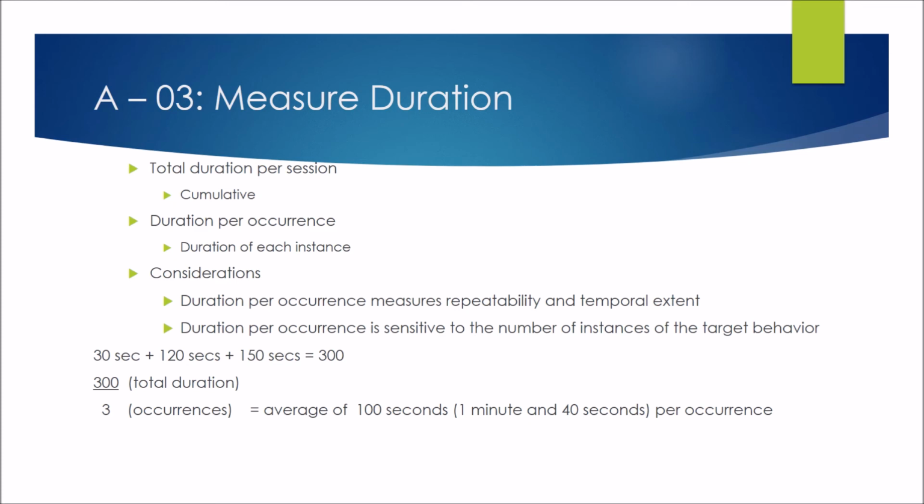This data would be reported as a mean or an average. So let's say that the child played with the toy for 30 seconds, and then they played with the toy for 2 minutes, and then they played with the toy for 2 minutes and 30 seconds. We would then add the total duration, which is 5 minutes. So that's 30 seconds plus 2 minutes plus 2 minutes and 30 seconds. And divide it by the number of occurrences in which the behavior occurred. So the child played with the toy 3 times. We would report this as the student played with the fidget toy for an average of 1 minute and 40 seconds.